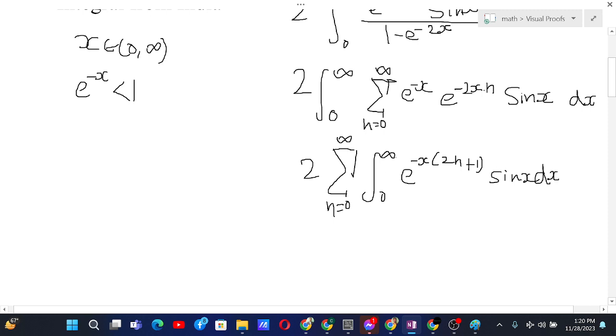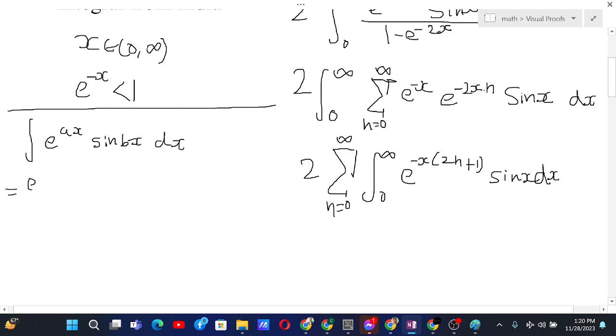Now we try to integrate this, and this is actually a kind of standard integral. We have integral of e to the power ax sin bx dx. This integral is something like this: e to the power ax by a square plus b square, times a sin bx minus b cos bx. Yeah, this is the standard formula, and it can be derived using integration by parts.